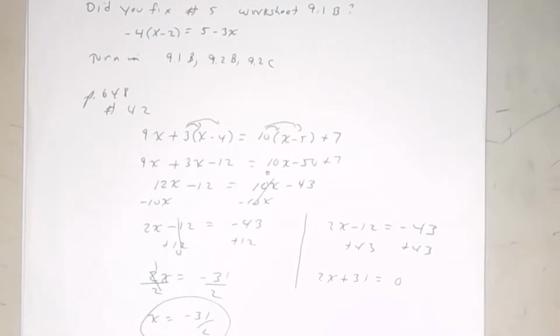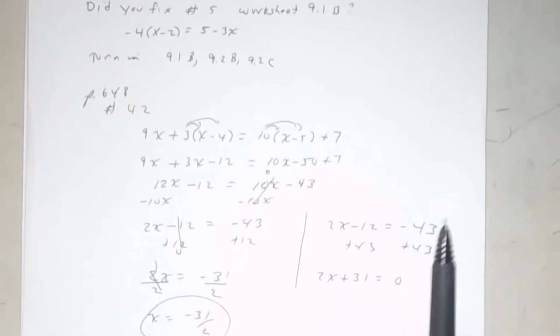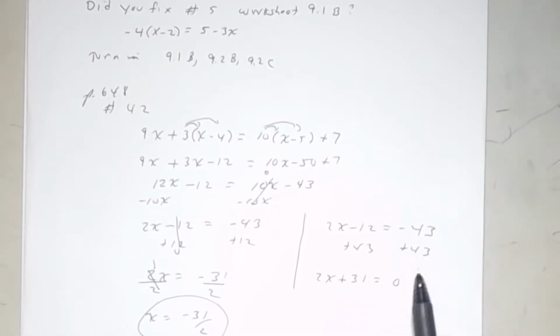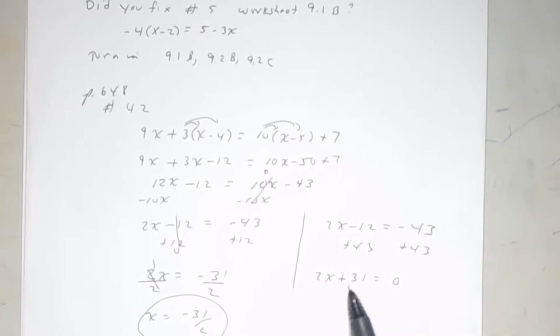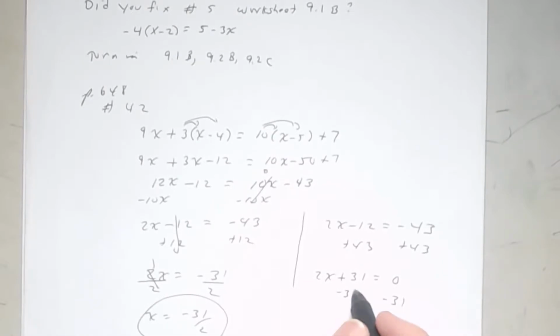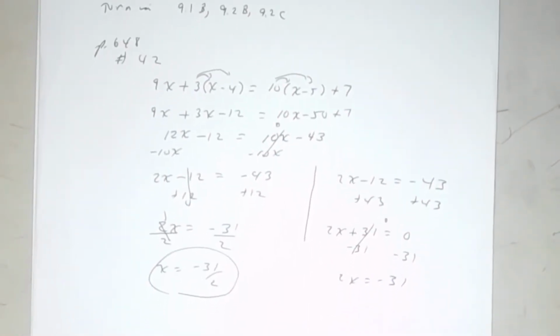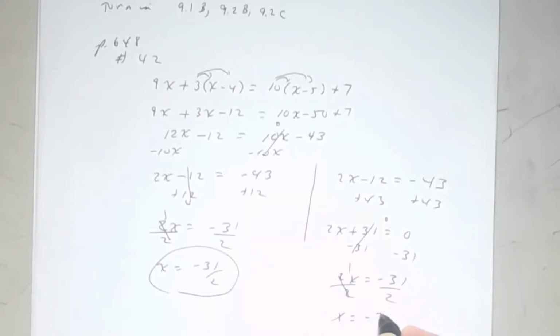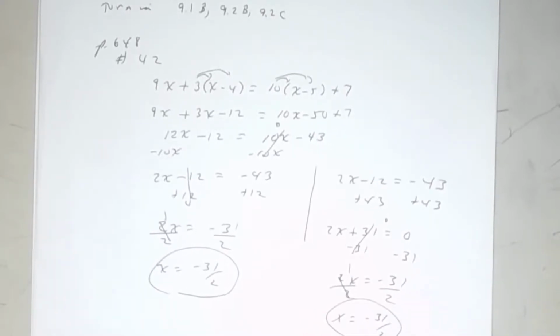Okay? Now, those of you, a few of you that did this, what would be the next step if you continued on with this? Subtract 31 from both sides. And then combine like terms. I get 2x equal negative 31, which is what this was right here. And so the next step is to divide both sides by 2, and you still get the same answer. You still get the same solution. Okay? All right.